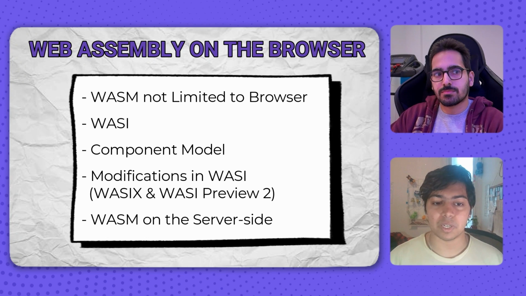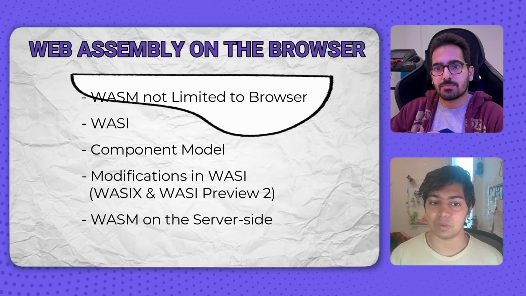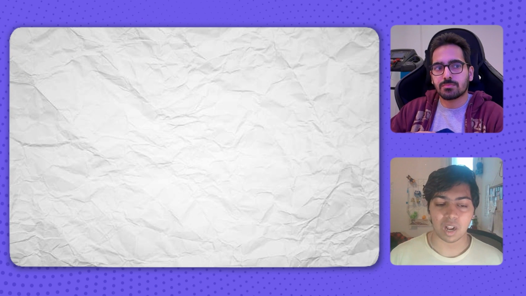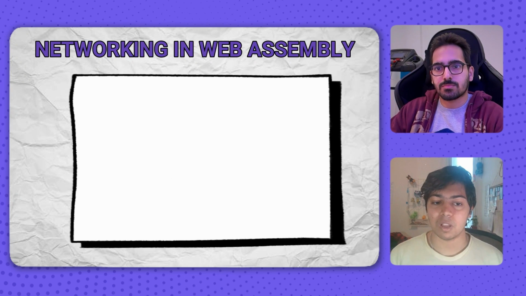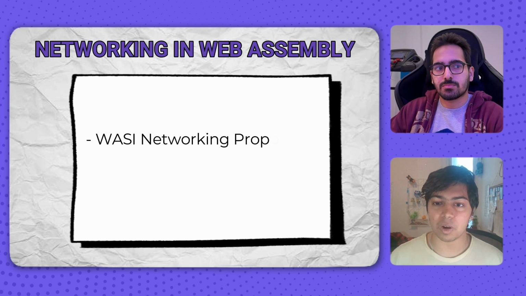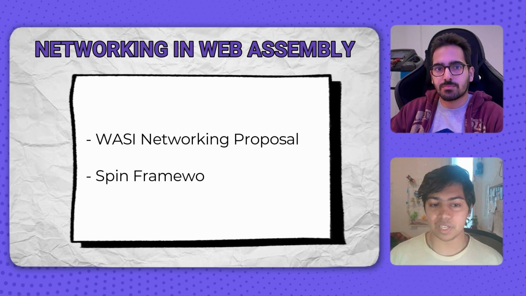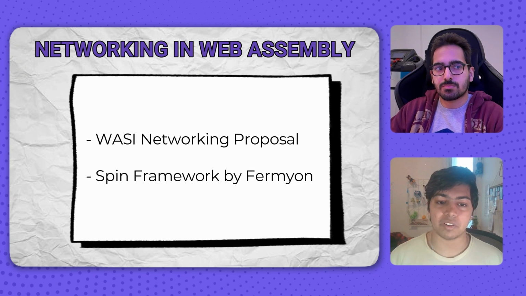Then we also talked a bit about what different kinds of use cases you could use Wasm on the server for. We then talked a bit about networking and WebAssembly. We talked about the WASI networking proposal, which is really important to make WebAssembly well-rounded and suitable for all kinds of server applications. Very related to that, we also talked a bit about Spin, which is a popular framework to do this kind of stuff.